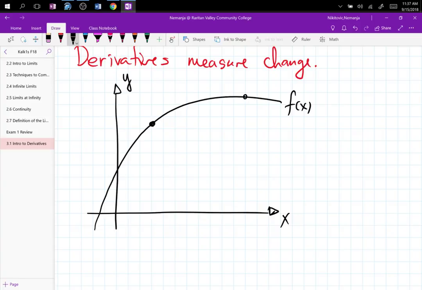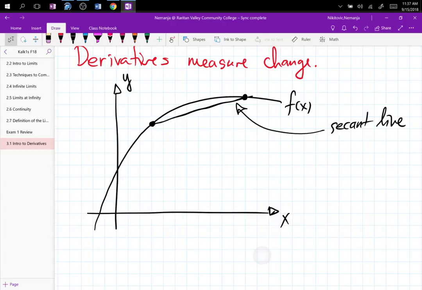I'm going to pick 2 points and connect them with a straight line. This straight line is called the secant line, and that's actually your algebra line that you know from y equals mx plus b, that you all know and love.